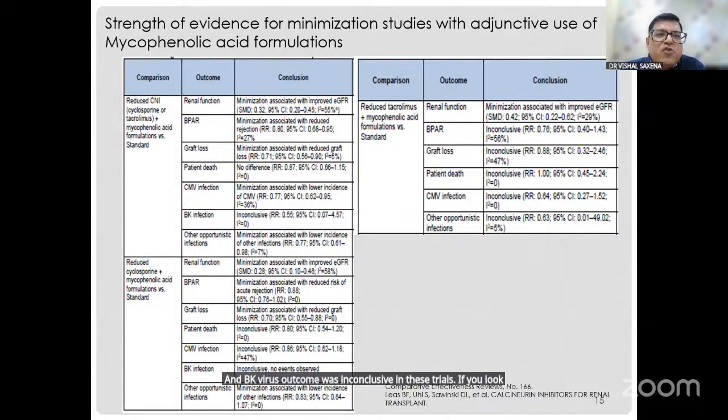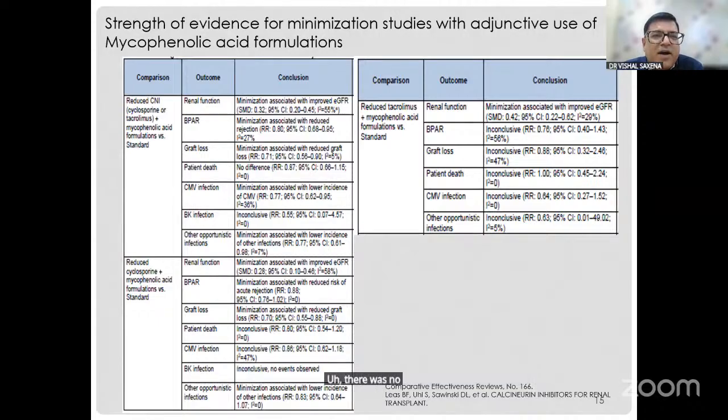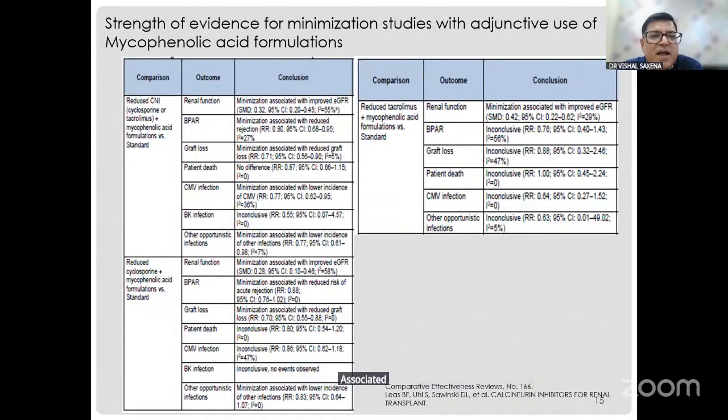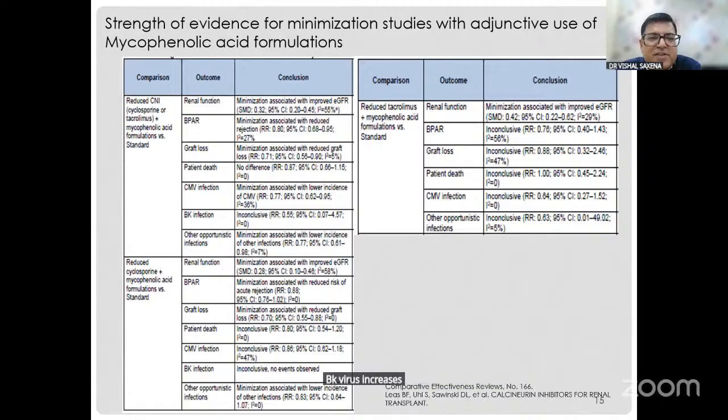If you look at reduced CNI, cyclosporin or tacrolimus with mycophenolate, minimization was associated with reduced rejection. Graft loss and patient death showed no difference. For CMV infection, minimization was associated with low incidence, BK virus was inconclusive, and other opportunistic infection showed minimization associated with lower incidence. For renal function, minimization was associated with better renal function.